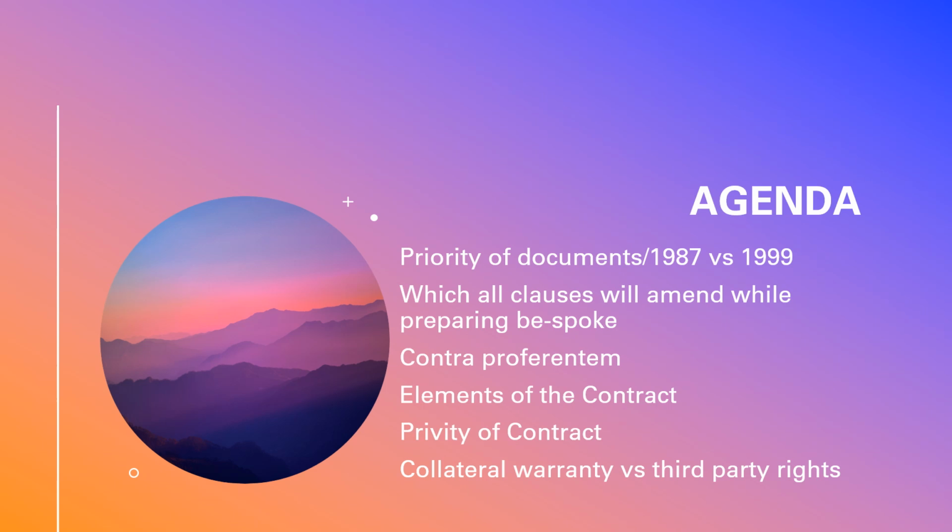You just go through the clauses from 1 to 20, and in your contract you can see the majority of clauses might have been changed or amended for the employer's benefit. Okay, so when somebody asks you which clauses will be amended while preparing a bespoke contract, you have to tell them firstly, I will make sure the clauses are favorable to my employer.